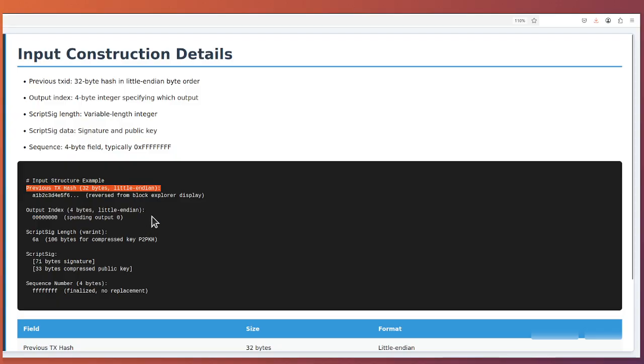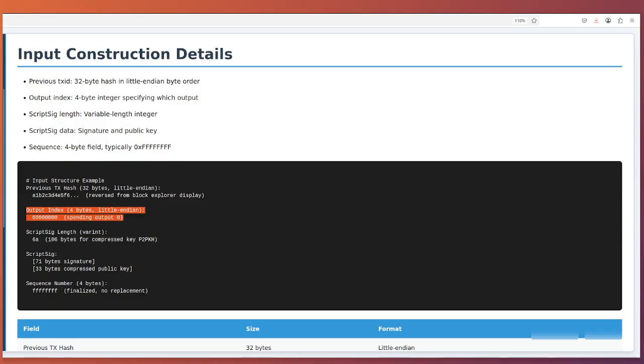Following the transaction hash is the output index, a 4-byte unsigned integer in Little Endian format. This index specifies which output from the previous transaction is being spent, starting from 0. If the previous transaction had 3 outputs and you are spending the second one, this field would contain the value 1. This combination of transaction hash and output index uniquely identifies a specific UTXO on the blockchain.